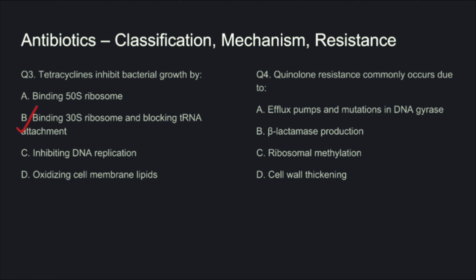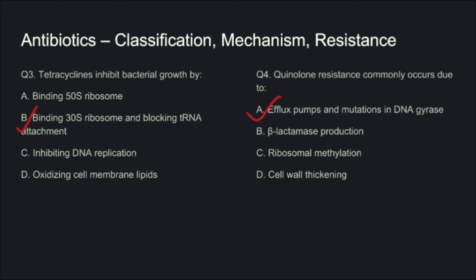Now question 4. Quinolone resistance commonly occurs due to: A. Efflux pumps and mutation in DNA gyrase, B. Beta-lactamase production, C. Ribosomal methylation, D. Cell wall thickening. Okay, so the correct answer is option A, efflux pumps and mutation in DNA gyrase. Mutation in DNA gyrase A and DNA gyrase B, or efflux pump overexpression, reduces quinolone effectiveness.